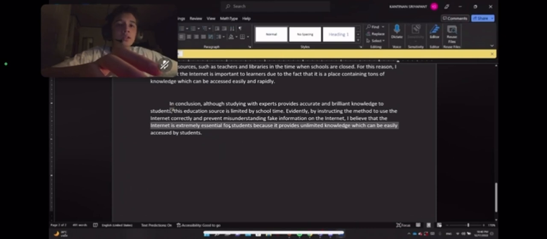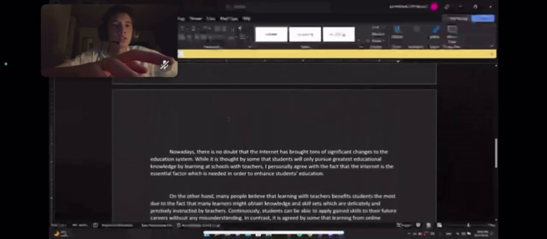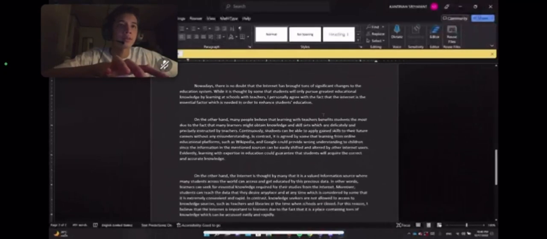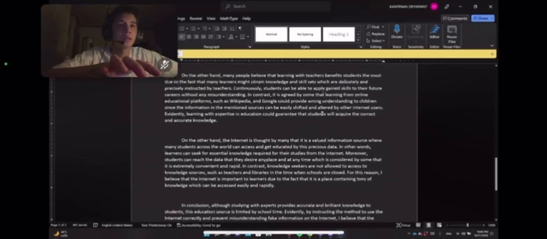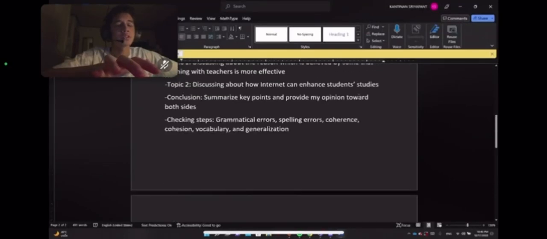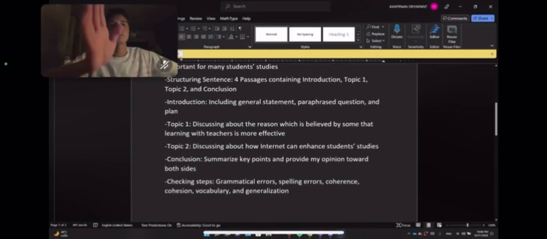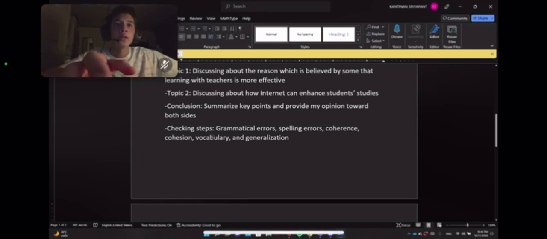Okay, so that's basically it about structuring a paragraph. You can see it here, very easy, just follow these steps and you can do it.